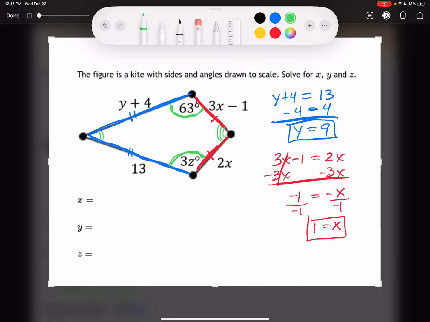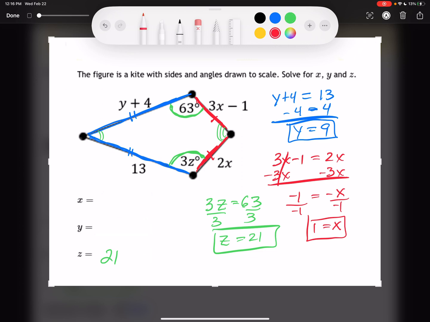But in a kite, there's always a pair of angles that are congruent, and that would be the 63 and the 3z. So we'll make our third equation that says 3z equals 63. And lastly, we'll divide by 3 on both sides, and when you do that, z is going to equal 21.